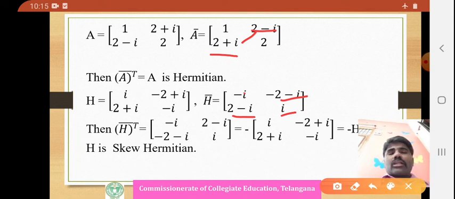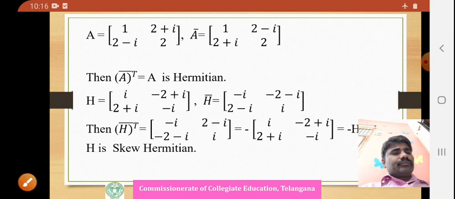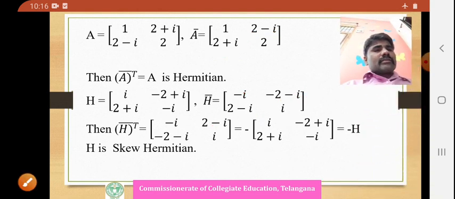After that we can take the transpose. By taking the transpose, H bar transpose will become [minus I, 2 minus I; minus 2 minus I, I]. Now taking minus 1 as common, it becomes minus of [I, minus 2 plus I; 2 plus I, minus I], that is equal to minus H. That's why H bar whole transpose equals minus H. Then H is a skew Hermitian matrix.